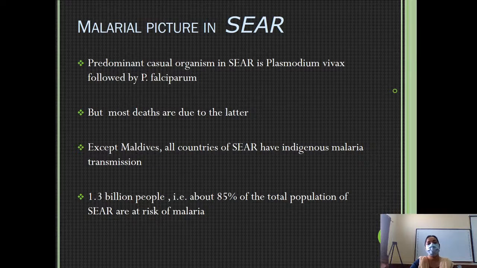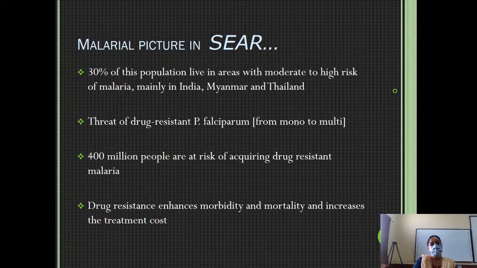India is also one of the Southeast Asian or South Asian countries, and we have a very high burden of malaria. In the Southeast Asian countries taken together, about 1.3 billion people, that is about 85% of the total population of the region, are at risk of malaria. 30% of these 1.3 billion people at risk live in areas with moderate to high risk of malaria. And these countries with moderate to high risk are India, Myanmar and Thailand.